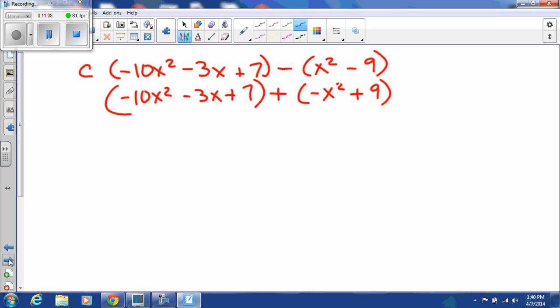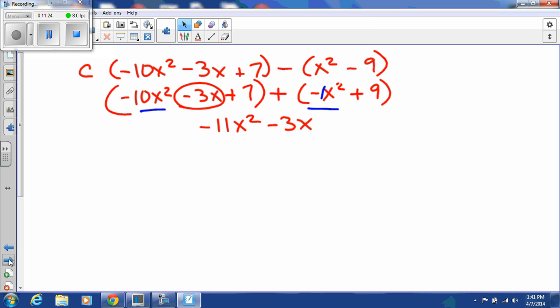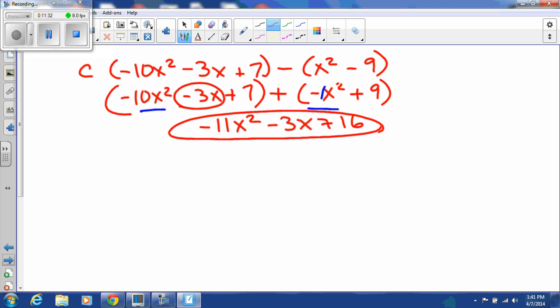Negative 10x squared minus 1x squared is negative 11x squared. I have no x term in the second polynomial, so I'm going to write minus 3x, bringing it down. And then I have my constants. I have a 7 and a 9. 7 plus 9 is 16. And my final answer is negative 11x squared minus 3x plus 16.